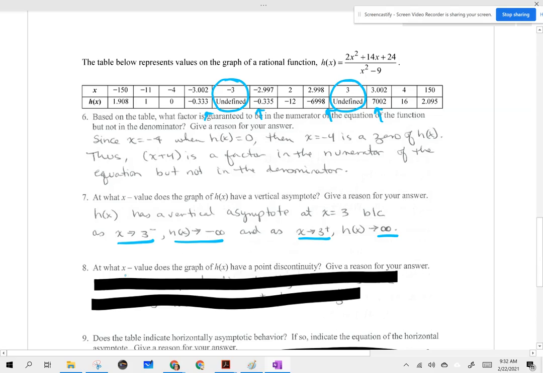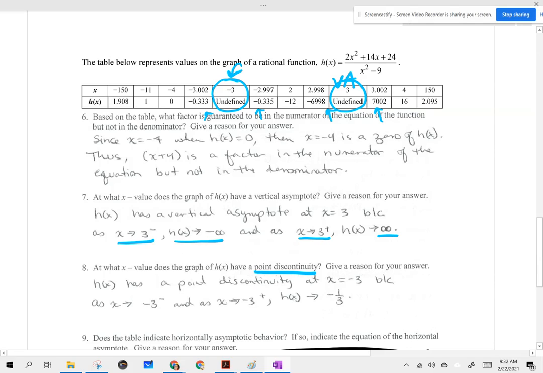Number 8, what x value does the graph have point discontinuity? So again, we're looking at where the function's undefined, but this one right here was already a vertical asymptote. So what we're going to do is focus on this one right here. And it says h of x has point discontinuity at x equals -3 because as x approaches -3 from the left, it is, and as x approaches -3 from the right, notice that it's approaching -0.33333, and that is the value of -1/3. Okay.